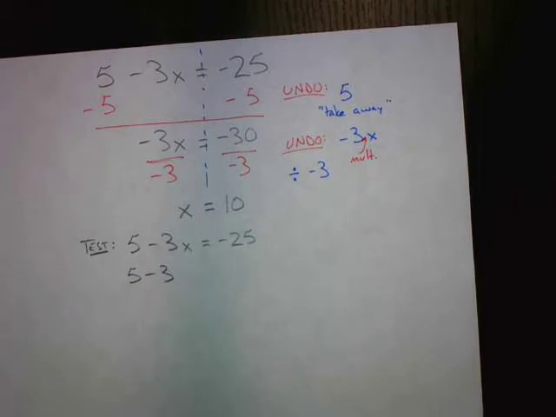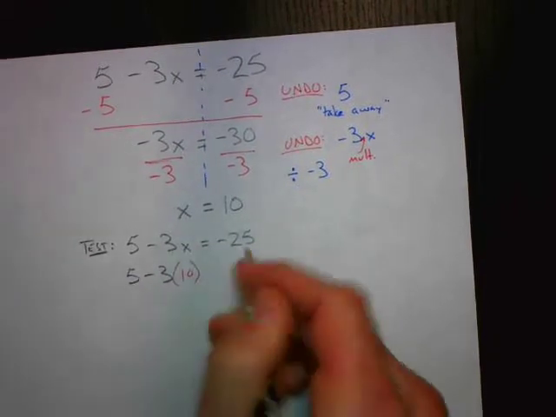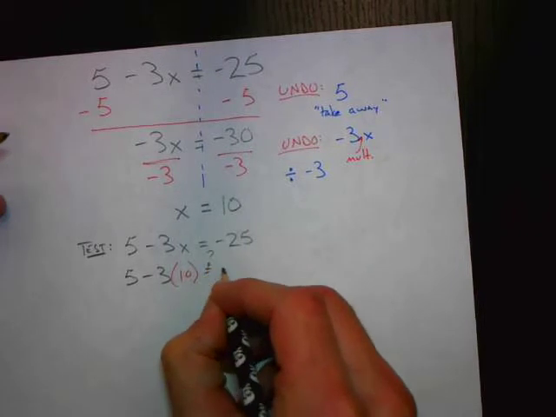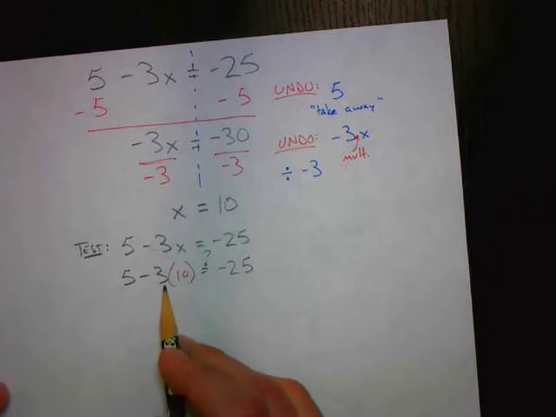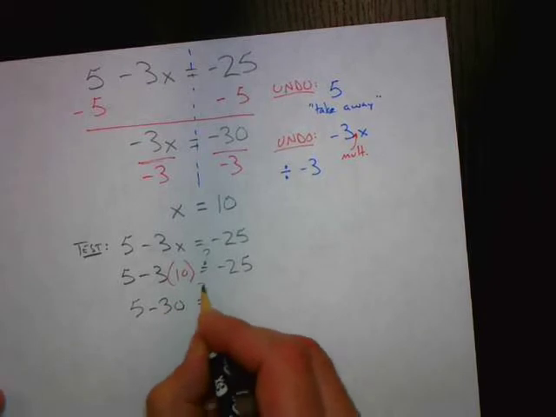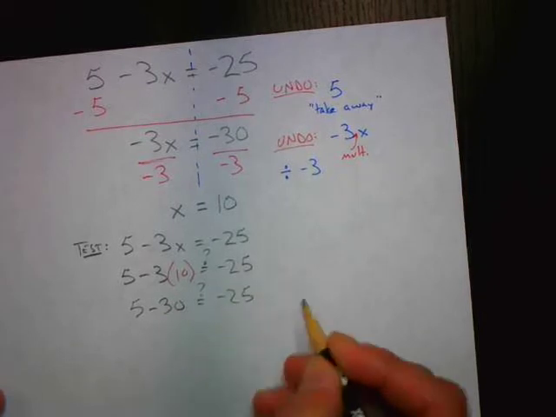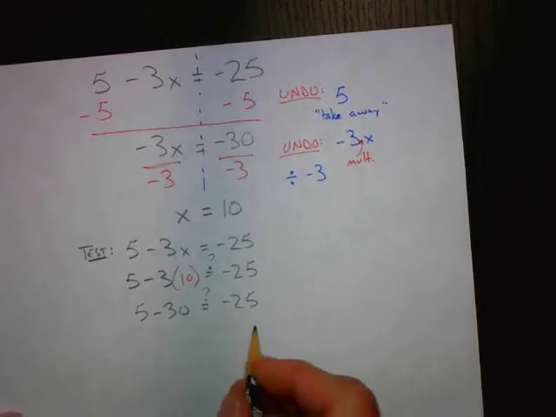So if we have 5 minus 3 times x, or 5 minus 3 times 10, will that equal negative 25? And so we have 5 minus 3 times 10. Remember, we have to multiply before we add or subtract. So we have 5 minus 30. Does that equal negative 25? And of course, 5 minus 30 is negative 25. So yes, this is very much equal.